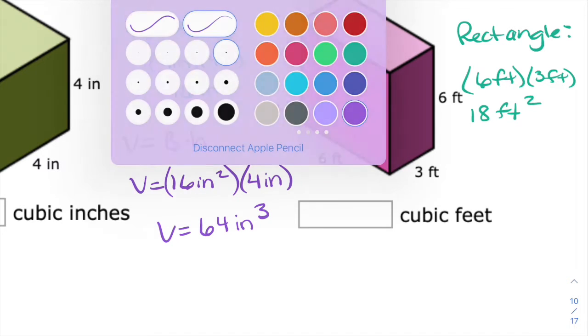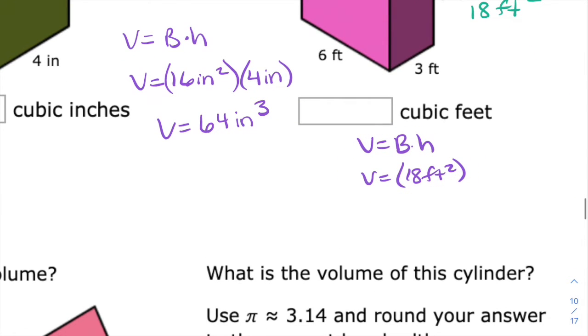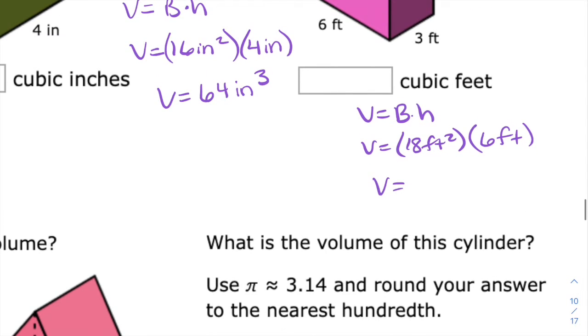Okay, so volume is base times height. Volume is 18 feet squared by 6 feet. 18 times 6 is 108. So it's 108 feet cubed.